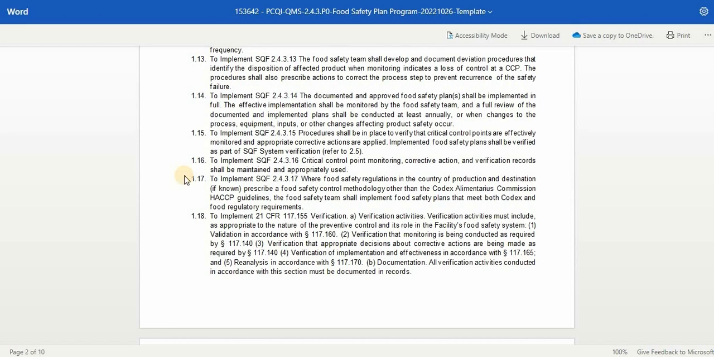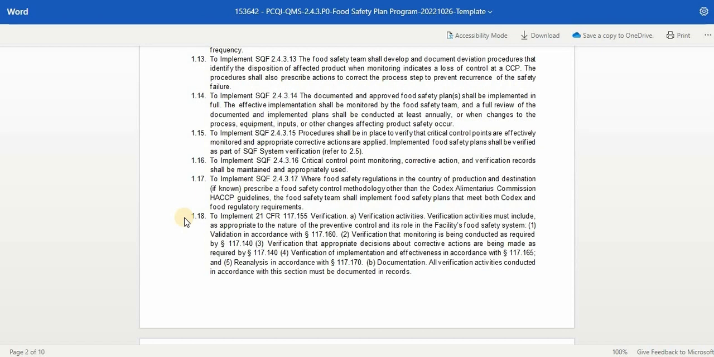17th, to implement SQF 2.4.3.17, where food safety regulations in the country of production and destination prescribe a food safety control methodology other than the Codex Alimentarius Commission HACCP guidelines, the food safety team shall implement food safety plans that meet both Codex and food regulatory requirements. 18th, to implement 21 CFR 117.155 verification.